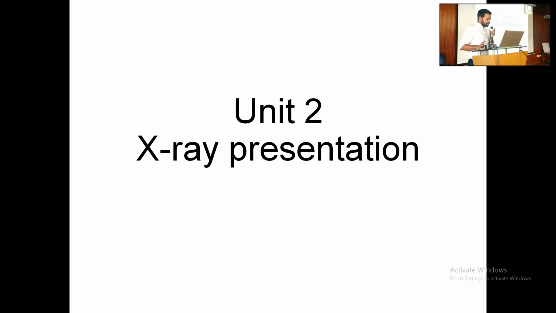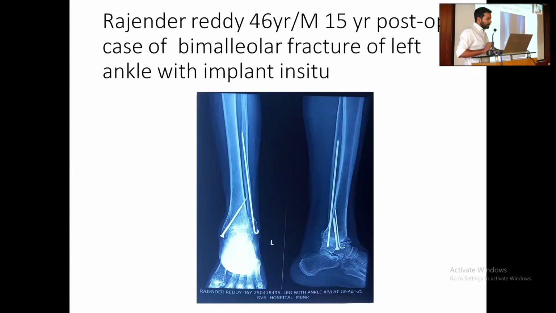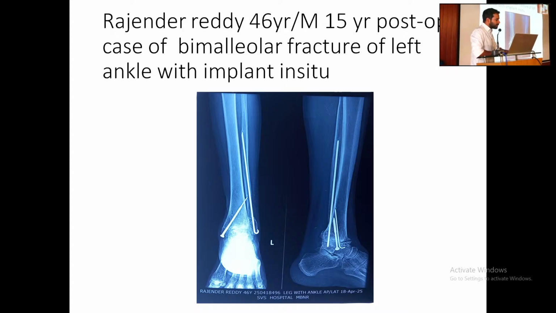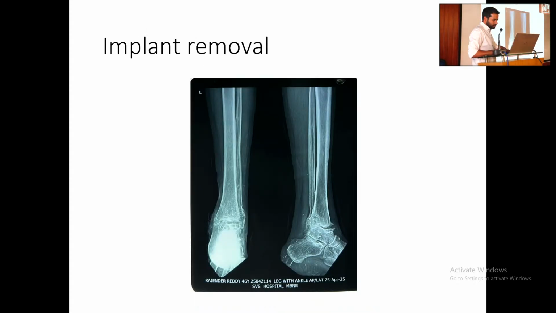Good morning, sir. These are the cases done under Unit 2, sir. 46-year male, post-op case of bimalleolar fracture of left ankle with implant in situ. We have done implant removal, sir.